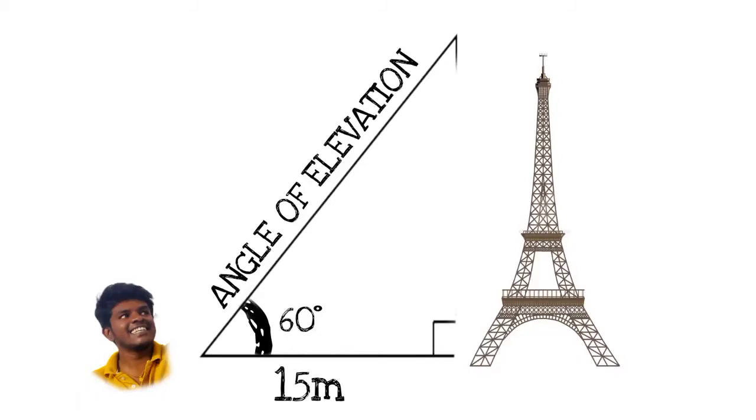Okay, let's get into the problem. There was a tower which has an unknown height, and I am standing at the bottom level of the tower. The distance between myself and the tower is 15 meters, and the angle of elevation at the top of the tower is 60 degrees. We need the height of the tower, which is h.